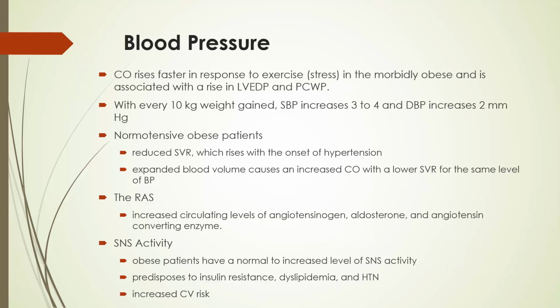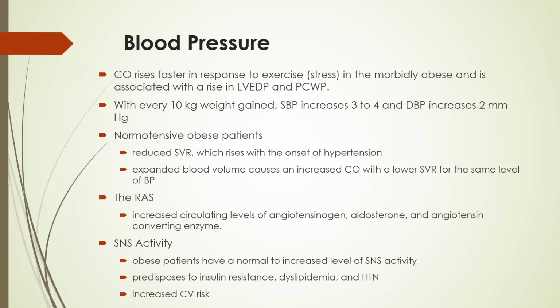Cardiac output rises faster in response to exercise in the morbidly obese and is often associated with a rise in left ventricular end-diastolic pressure and pulmonary capillary wedge pressure. Similar changes occur during the peri-op period, which should prompt a low threshold for performing detailed cardiac investigation. Many obese patients have mild to moderate hypertension with a 3 to 4 millimeter increase in systolic and about 2 millimeter increase in diastolic arterial pressure for every 10 kilogram of weight gained.